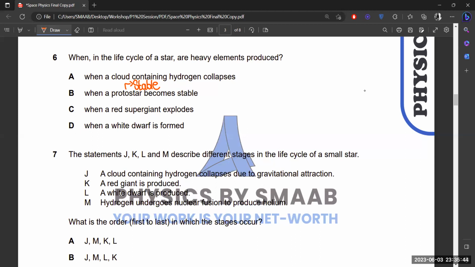By name you can easily identify when a red supergiant explodes. So when a supergiant explodes, due to this explosion, the star is going to be converted into heavy elements, right? So C is the right choice.